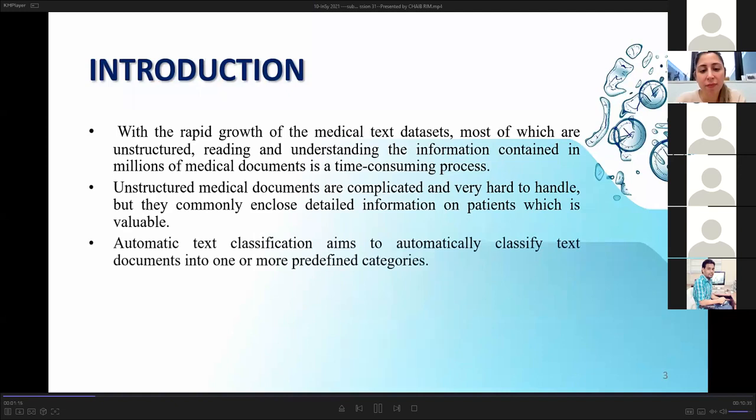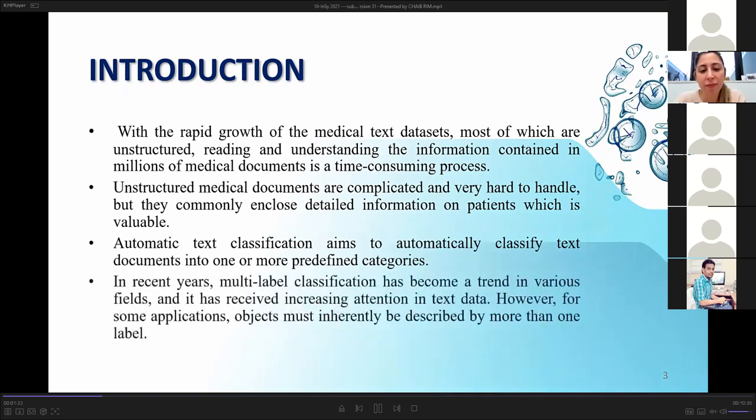Automatic text classification aims to automatically classify text documents into one or more predefined categories. In recent years, multilabel classification has become a trend in various fields, and it has received increasing attention in text data. However, for some applications, objects must inherently be described by more than one label.